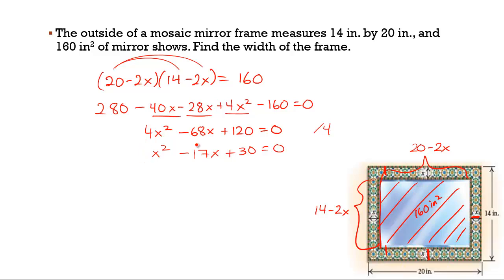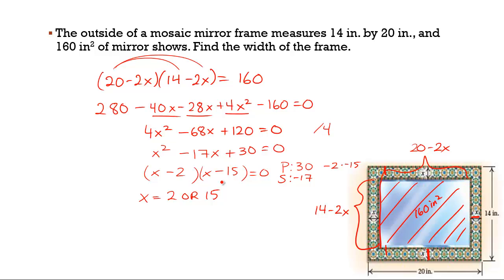So here I've divided by 4 so that it's easier to work with the numbers. Because this is a coefficient of 1, I'm just going to see if we can find a product of 30 and a sum of negative 17. Well, look at that. Negative 2 times negative 15 work well. So see, in this case, it's easier to factor than using the formula. So you've got x minus 2 times x minus 15, and that would give you the same thing. So that's either x equals 2 or 15.